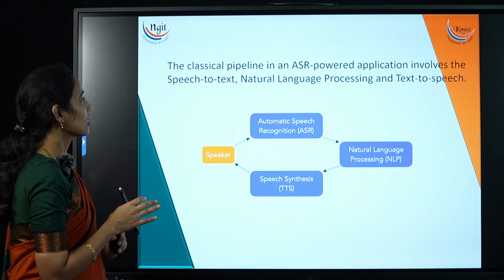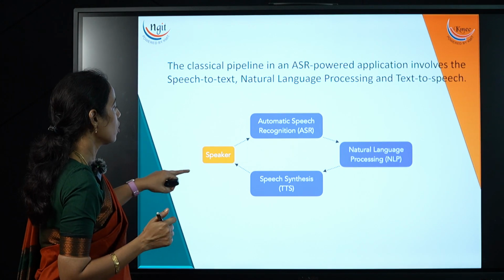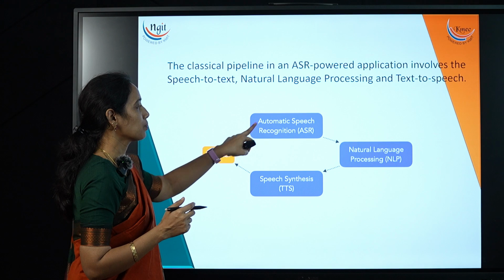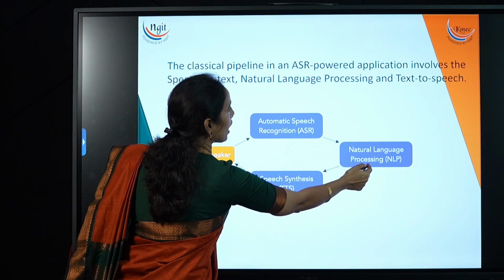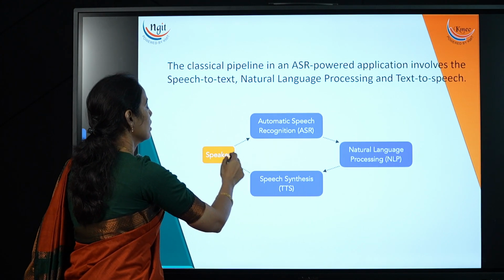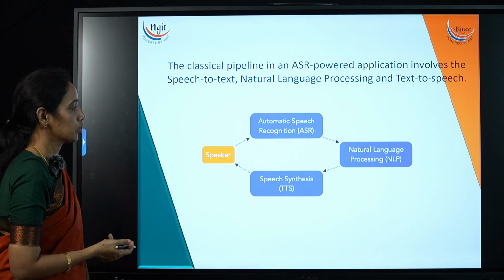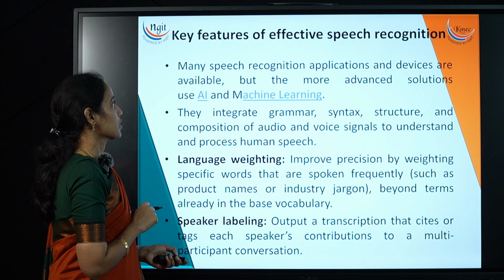And then this is the classical pipeline in automatic speech recognition, which involves when your speaker is speaking something, this ASR output is given to natural language processing, and it is also given to text to speech synthesis, and then we get the output. So this is the pipeline of automatic speech recognition.